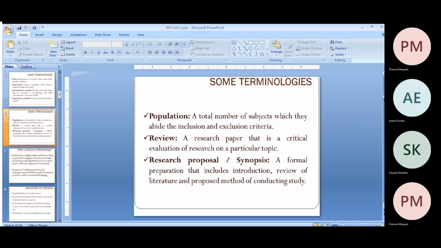So this is about review. Then research proposal and synopsis, or we can say it as a synopsis. Now synopsis is nothing but the formal preparation that includes the introduction, review, and proposed method for conducting that particular study.